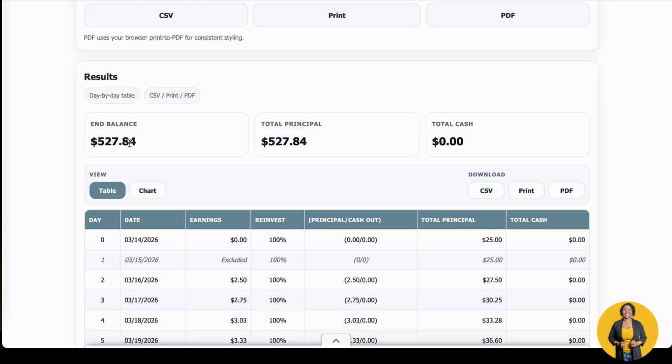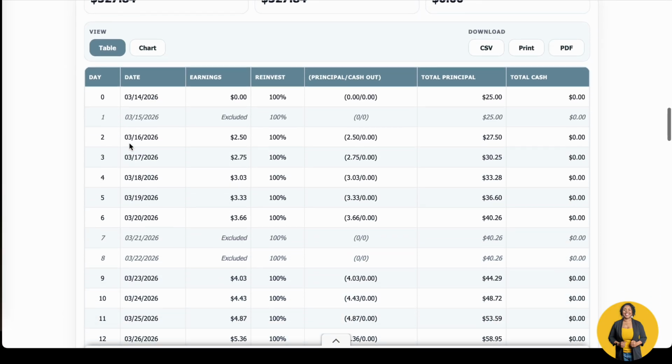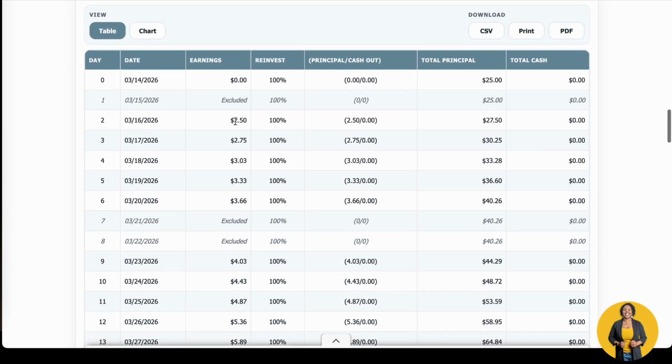This is real money that you can spend. This is not play money, not pretend money. This is real money. All we did was deposit $25. We grew the account every single day by 10%. Now you're probably saying, Rhonda, what is 10%? What does that look like?